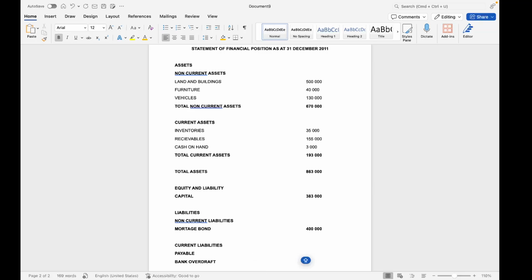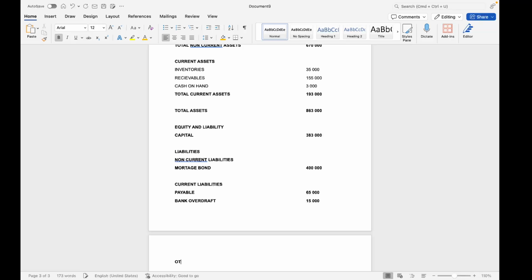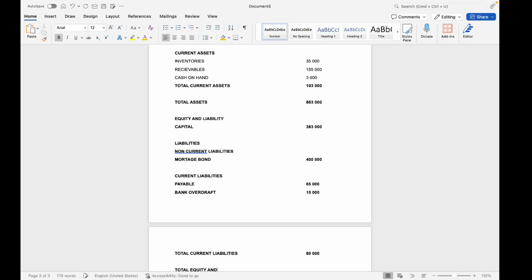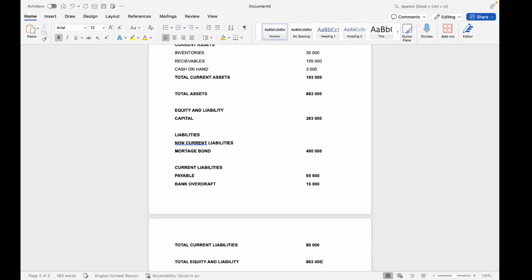Okay, so our payable is 65,000, and then our overdraft is going to be 15,000, right? Meaning that our total current liabilities are going to be 80,000, right? 80,000, and then our total equity and liabilities would be 80,000 plus the 400,000 of the mortgage bond plus, actually no, how much is it going to be? It should be, yes, equity plus this plus this. How much is that going to give us plus this 80,000? It should give us a figure of 863,000 as well, like this.